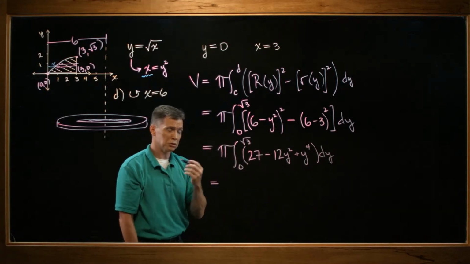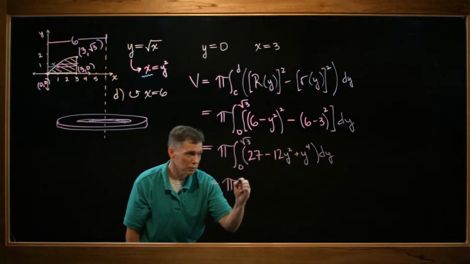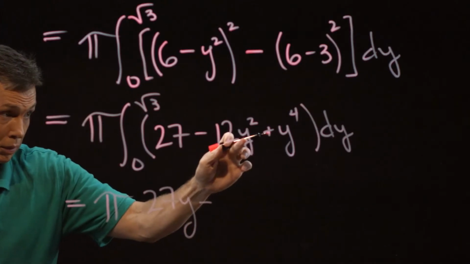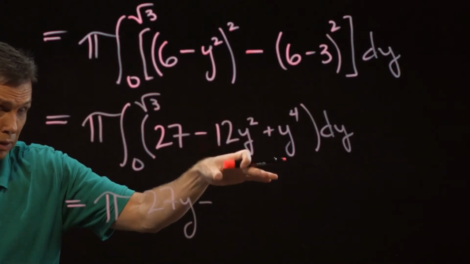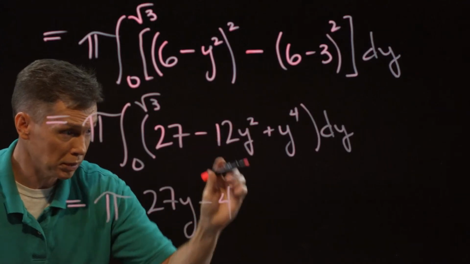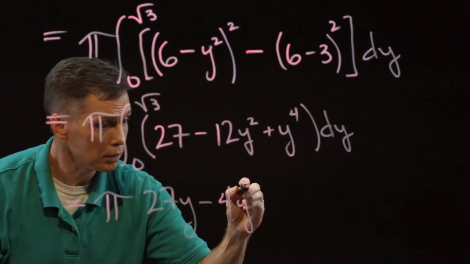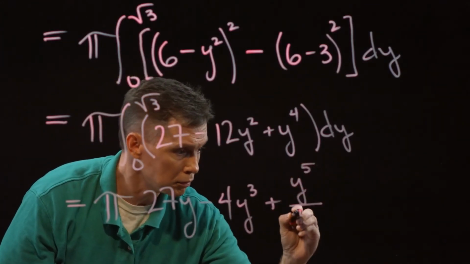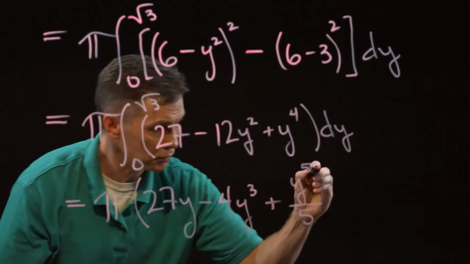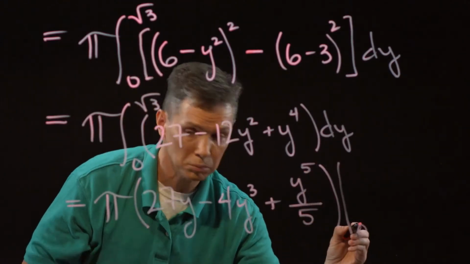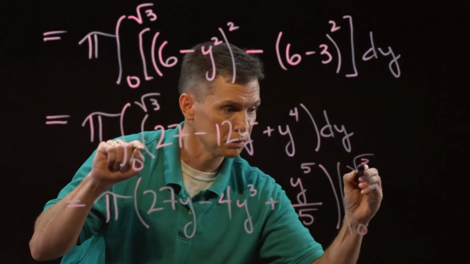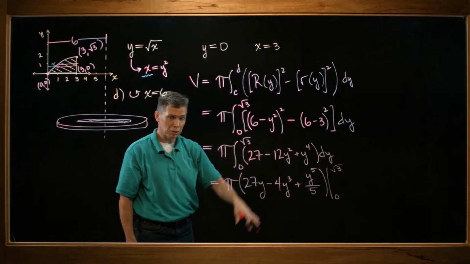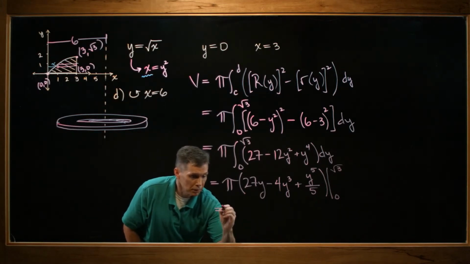This equals, we're just going to integrate. The pi is still there, 27y minus y cubed is going to bump up a power, and then divide by 3. So let's simplify with the 12 that's there. Plus y to the 5th over 5. And this is all still a definite integral from 0 to square root of 3. Okay, now we'll evaluate that expression at the upper and the lower limits of integration.